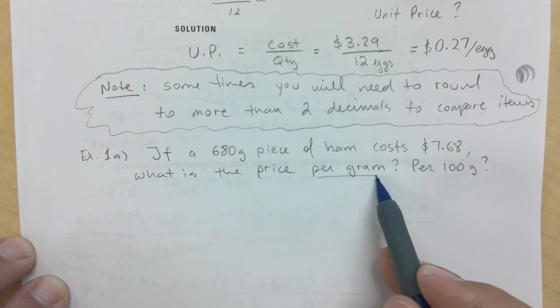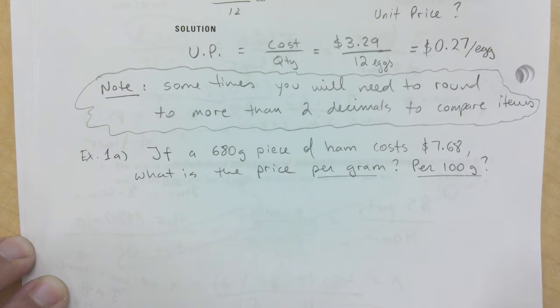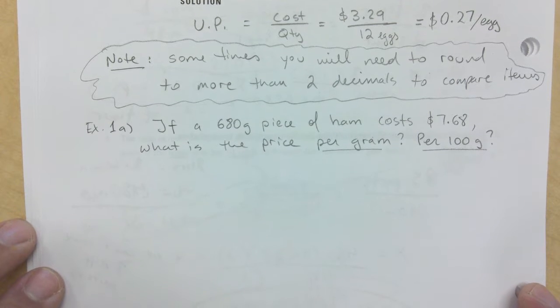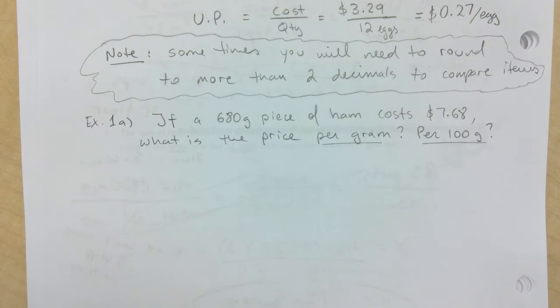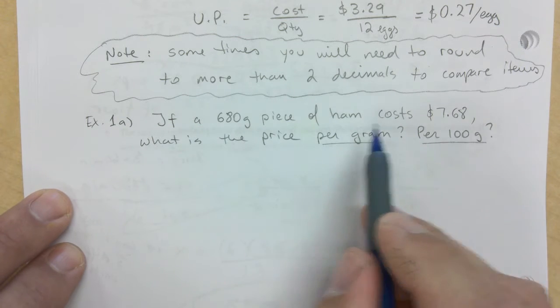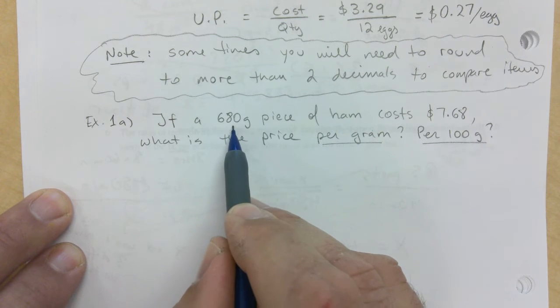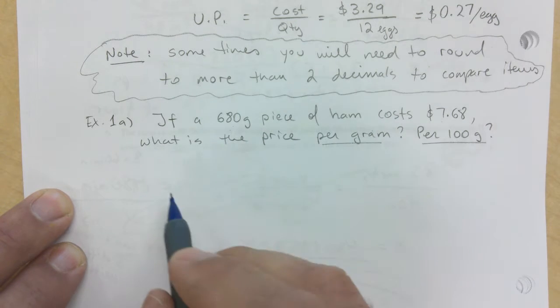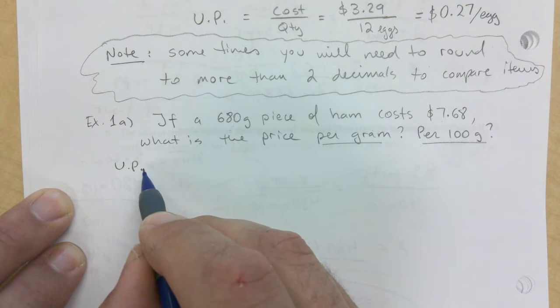So we're going to do per gram and per 100 grams. We're going to calculate them both, okay? So we have 680 grams for this much. How would we find per gram? They're essentially asking us to find the unit price.